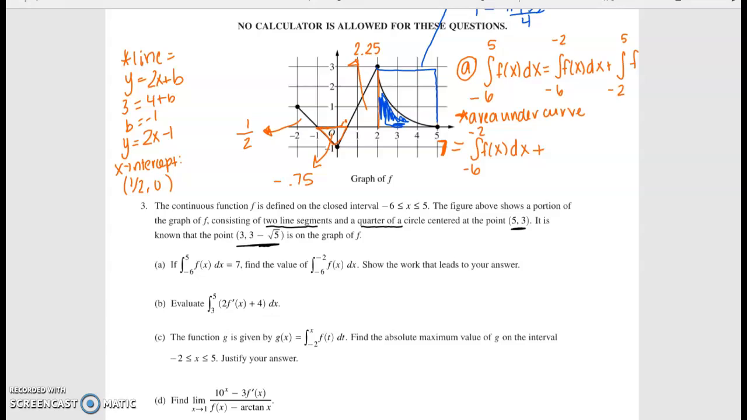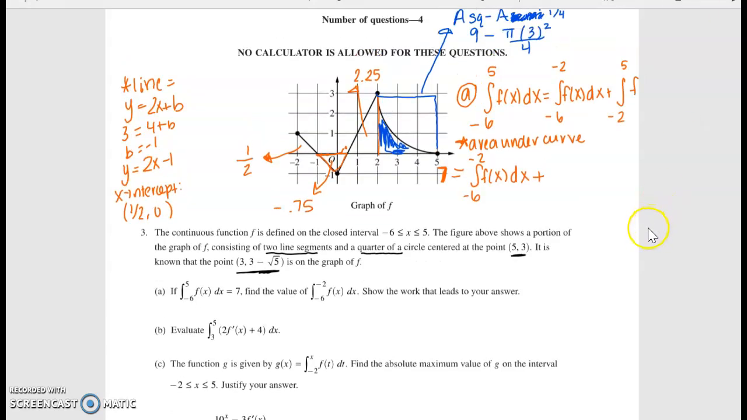for something later on. So letter A tells us that the area under the curve from negative 6 to 5 is 7. They want us to find the area under the curve between negative 6 and negative 2. Show the work that leads to your answer. Now it's not as easy as just finding the area under the curve because this curve starts at negative 2. So we have to use properties of integrals.